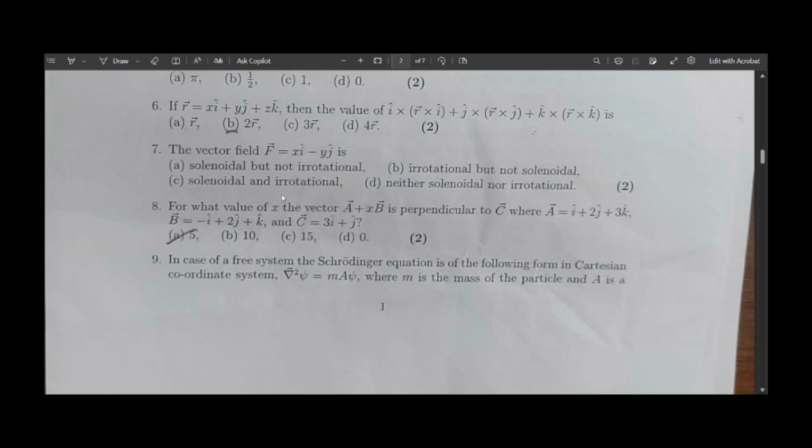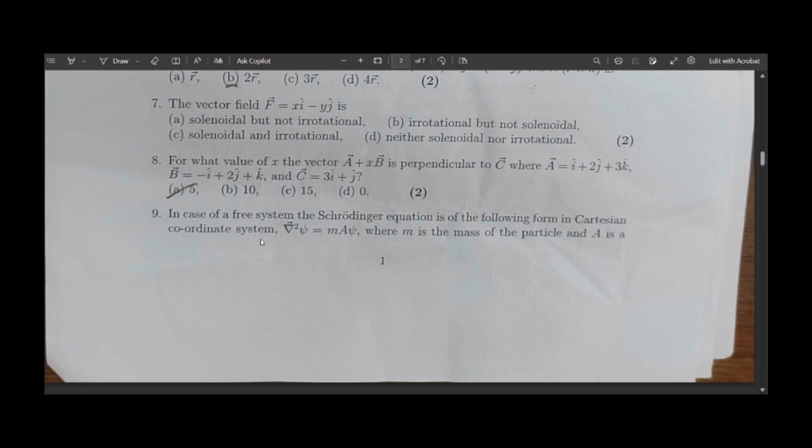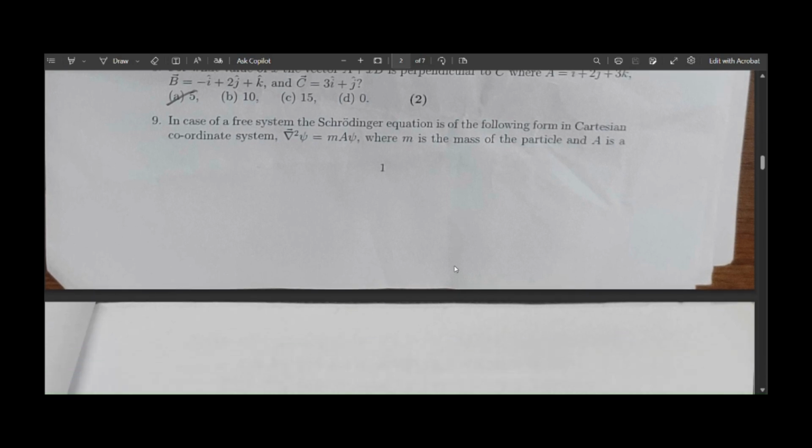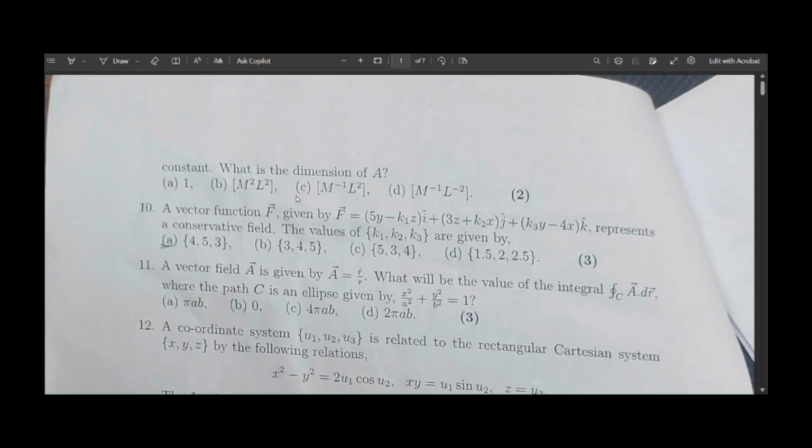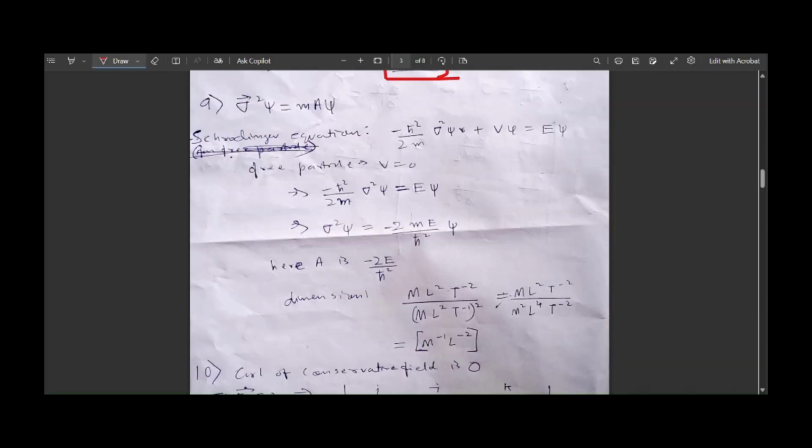Now question number 9. It is said that in the case of a free system, this coordinate equation is of the following form, in Cartesian coordinates: del square psi is equal to m a psi, where m is the mass of the particle and a is a constant. What is the dimension of a?